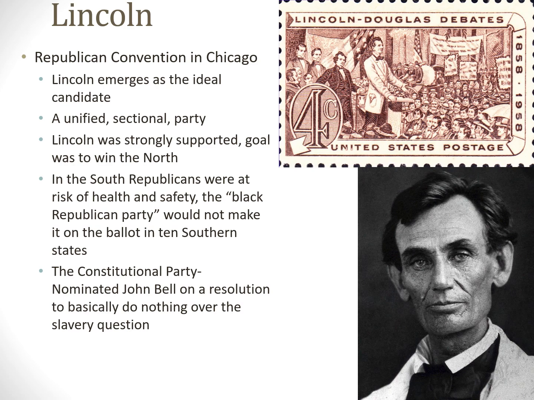So the Republicans held their convention in Chicago, and the Republicans were really a sectional party that was cobbled together from the remnants of a number of different parties, from Whigs to Free Soilers, and so forth. And even though William Seward, who would be Lincoln's Secretary of State ultimately, was really the front runner at the convention, Lincoln was kind of not as well known, but Lincoln ultimately does emerge as the ideal candidate.